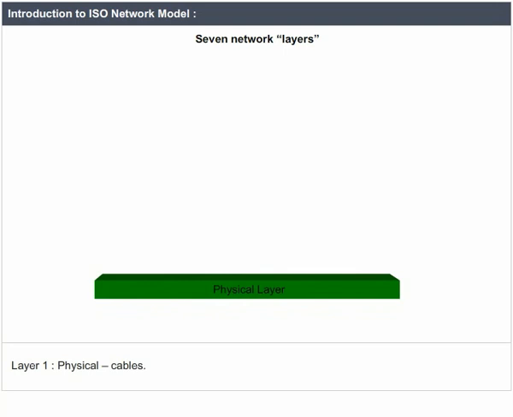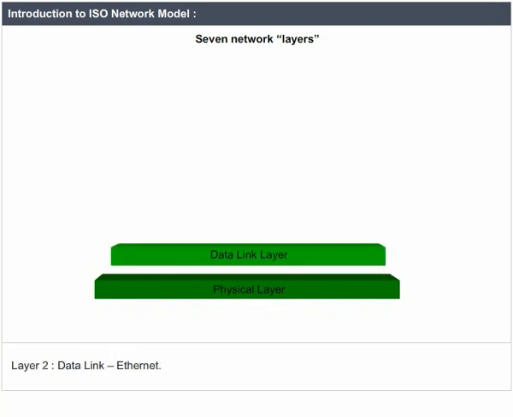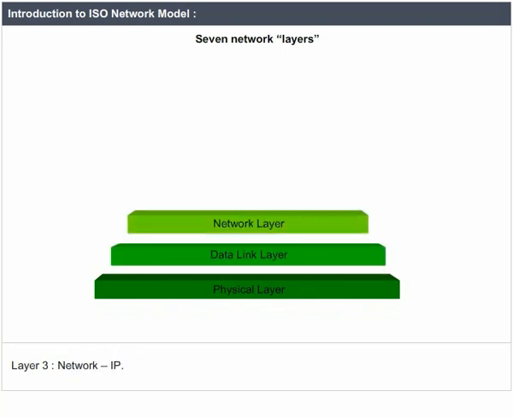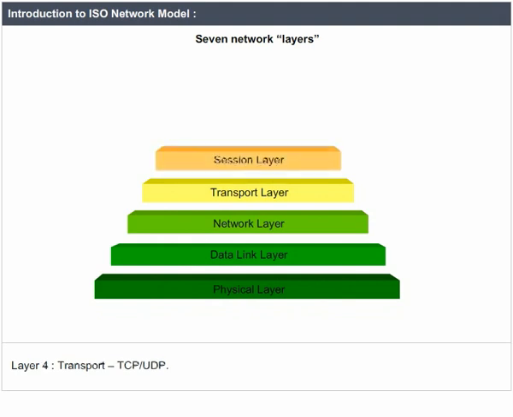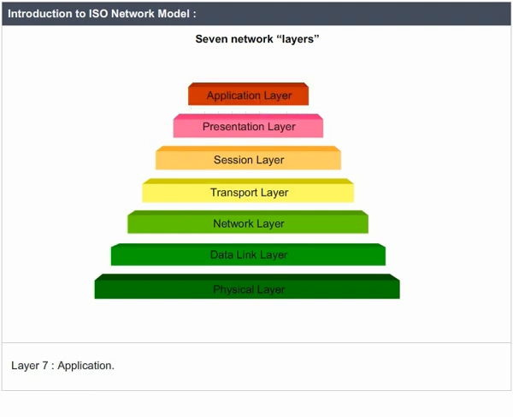There are 7 network layers. Layer 1, physical cables. Layer 2, data link, Ethernet. Layer 3, network, IP. Layer 4, transport, TCP or UDP. Layer 5, session. Layer 6, presentation. Layer 7, application.